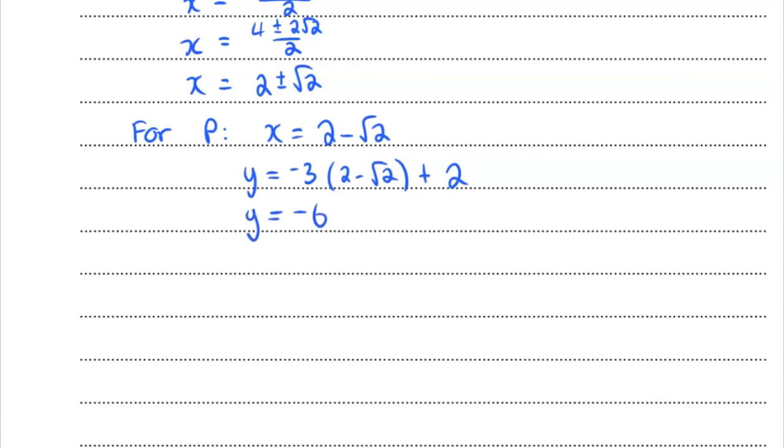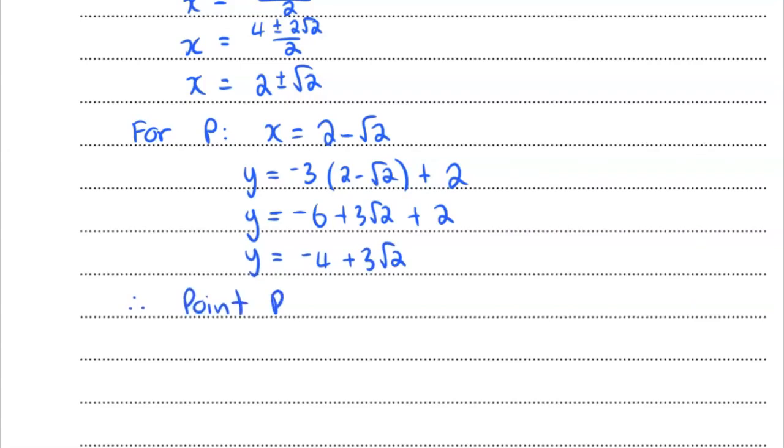We will get y is equal to negative 6 plus 3 root 2 plus 2. And normally we write the surd second, so we get negative 6 plus 2, we've got negative 4 plus 3 root 2. Okay, therefore we now know the point. Point P is, the x value is 2 minus root 2, and the y value, negative 4 plus 3 root 2. We're done.